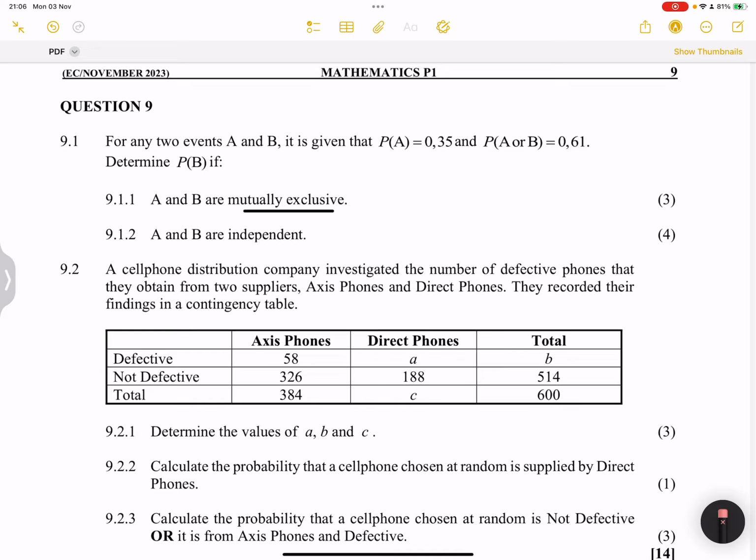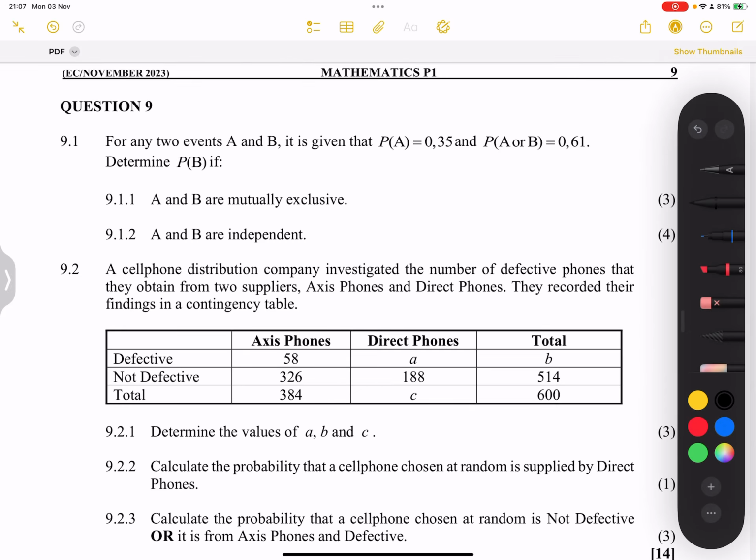So they say to us, if A and B are independent. Now note, for independent events, we say that the probability of A and B will be equal to the probability of A multiplied by the probability of B. I don't have the time to explain that part. Please go and look at our videos on probability so that you can understand that. So the probability of A and B will be the product of the probability of A times the probability of B.